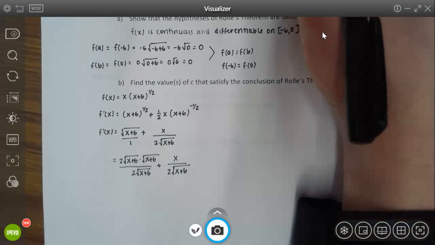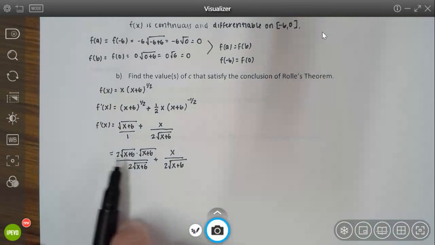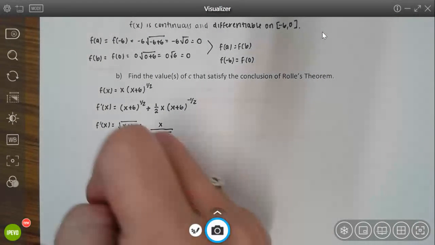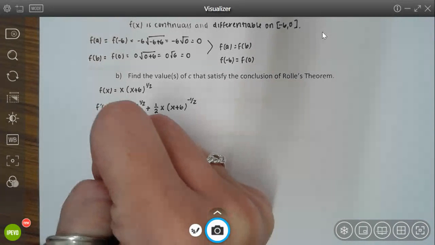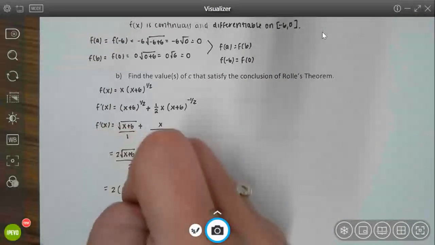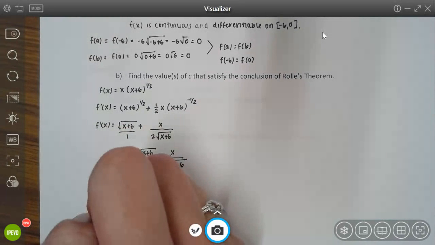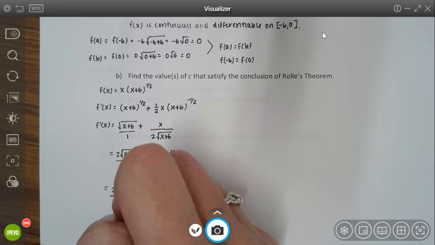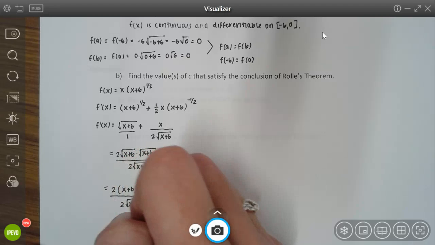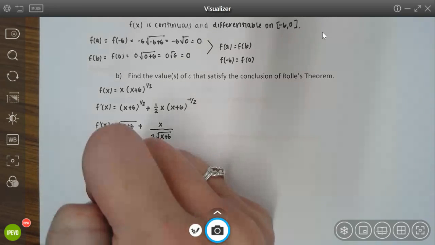So when you combine in the numerator of your first fraction, these roots actually undo each other. So you're really just left with 2 times x plus 6. And then I'm just going to carry over that plus x into the numerator now that I have an LCD. And then my denominator would be 2 times the square root of x plus 6.